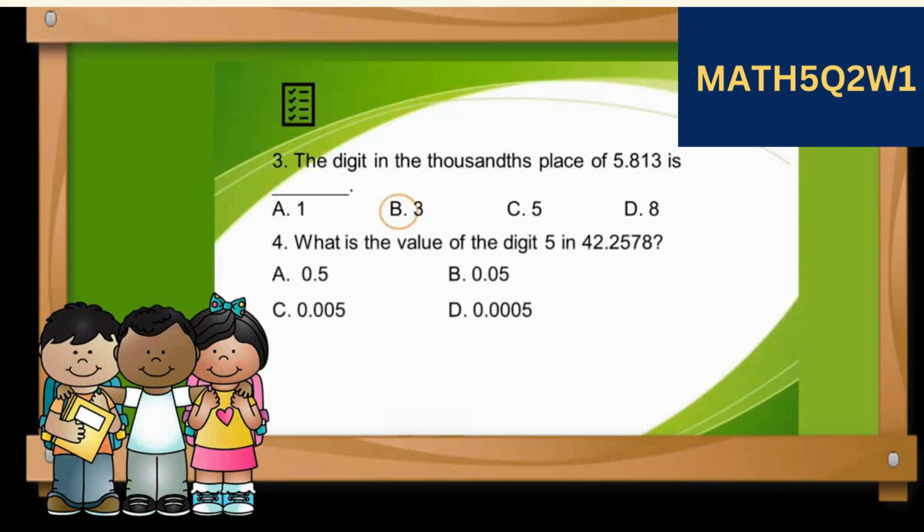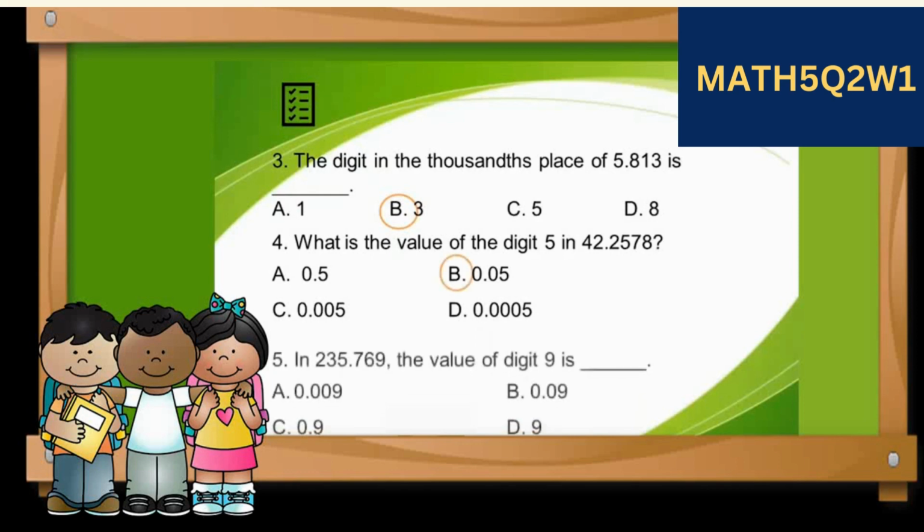Let's have number 4. What is the value of the digit 5 in 42 and 2,578 ten thousandths? A 5 tenths, B 5 hundredths, C 5 thousandths, or D 5 10 thousandths? Answer will be letter B.